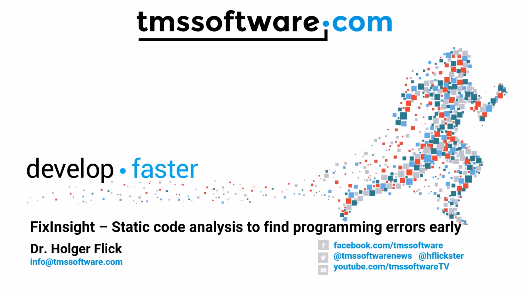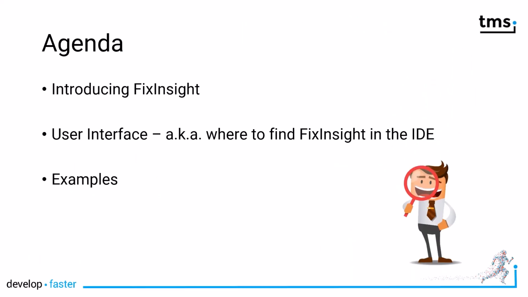Today we're going to have a look at FixInsight. FixInsight is a static code analysis tool, and it helps you to find programming errors early. Before we dip into the practical uses of FixInsight, I'd like to define a little bit closer what FixInsight does.